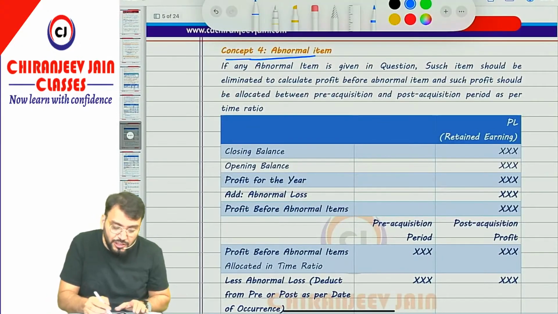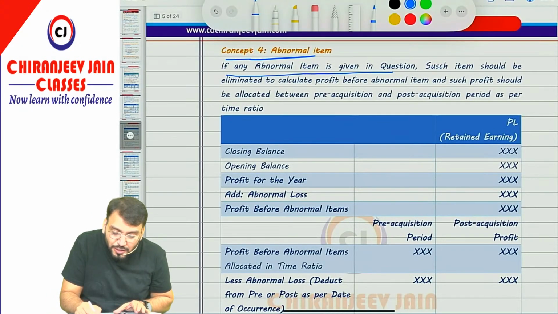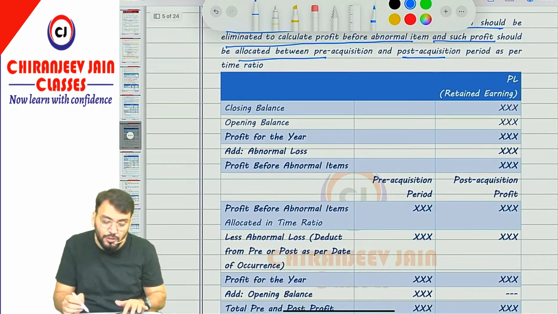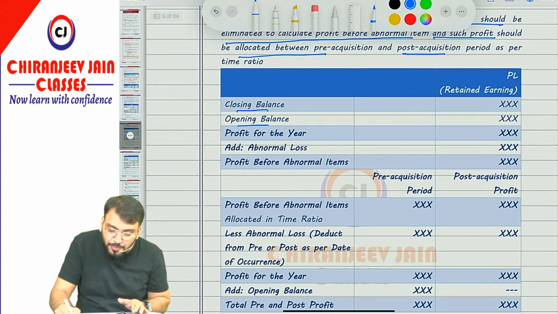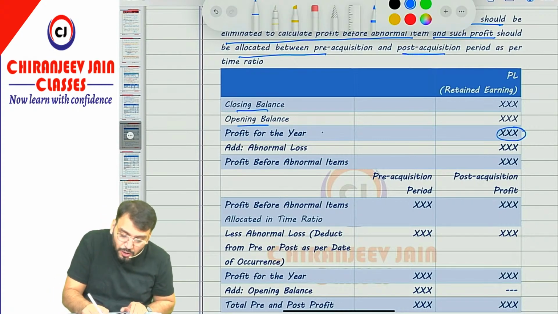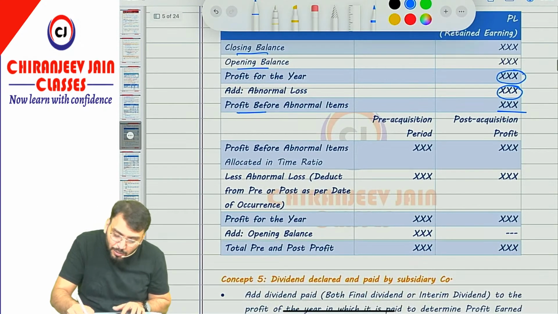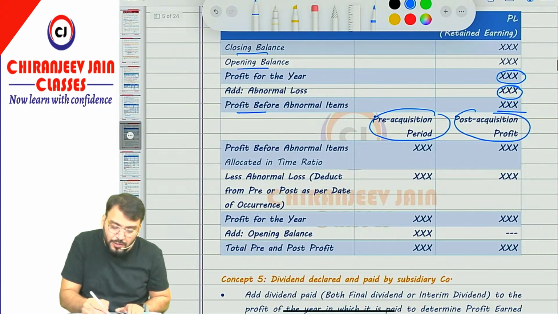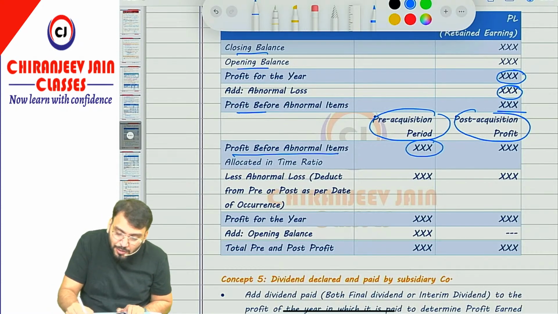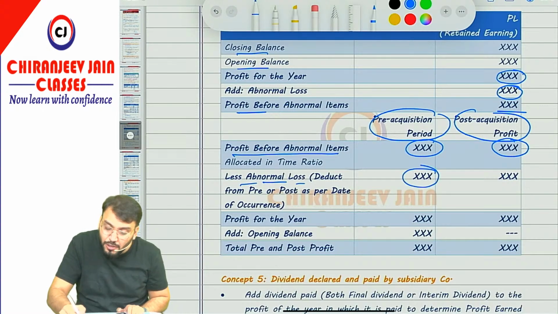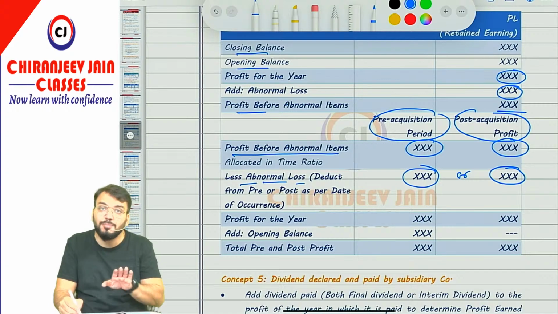So abnormal loss, you can see if any abnormal loss item is given in the question, such items should be eliminated to calculate profit before abnormal item, and such profit should be allocated between pre and post acquisition profit as per the time ratio. You can see closing balance, opening balance, this becomes profit for the year after abnormal loss. Then add abnormal loss, this becomes profit before abnormal loss. Then allocating pre and post acquisition profit, so this becomes profit before abnormal item allocated in time ratio. Then less abnormal loss, it can be during pre acquisition period or it can be during post acquisition period as per the information given.